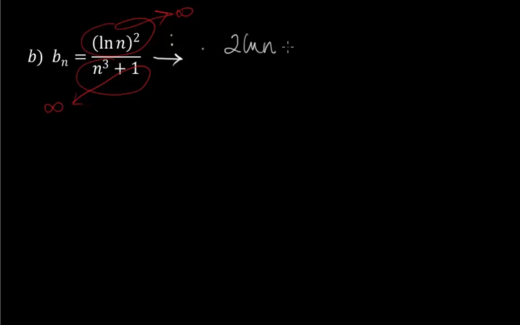Natural log n is always a good candidate for L'Hopital's rule because when we take the derivative of the top, but first notice, the top is becoming infinite and the bottom is becoming large without bound. Therefore, we can use L'Hopital's rule. So we take the derivative of the top, 2 natural log n times the derivative of natural log n, 1 over n, over 3n squared. Simplify. You'd have to use the product rule.